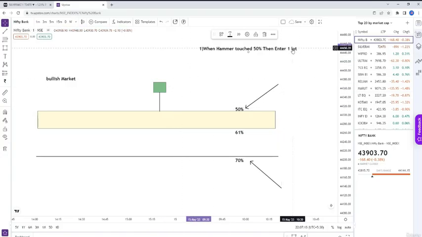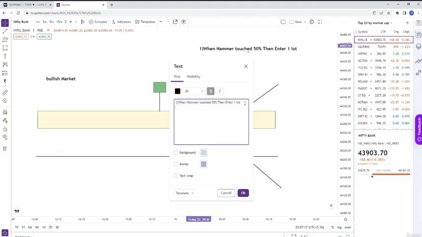So if it's not a hammer at 50%, then enter one lot. I'm talking about two lots. Similarly, with 40 lots, it will be 20 lots, meaning 50% of your size. I'm talking about two lots here. So if it's not a hammer at 50%, then enter one lot.